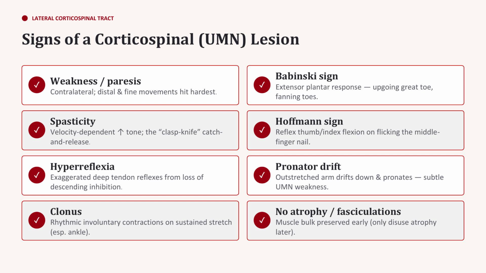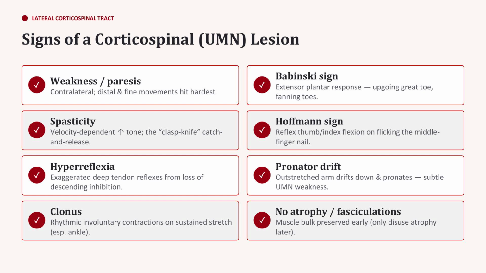Pronator drift is a lovely sensitive sign of subtle weakness. The arm sinks and pronates because the supinators, which are cortically favored, fatigue first. Finally, the crucial negative: in a pure UMN lesion, there is no significant muscle atrophy and no fasciculations early on, because the lower motor neuron and its muscle remain connected. That single distinction, bulk and fasciculations preserved, is what separates this picture from a lower motor neuron lesion, and it is tested constantly.